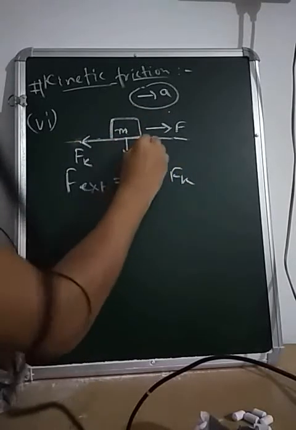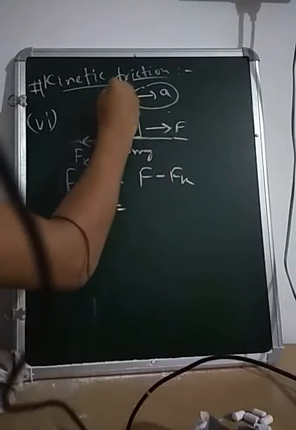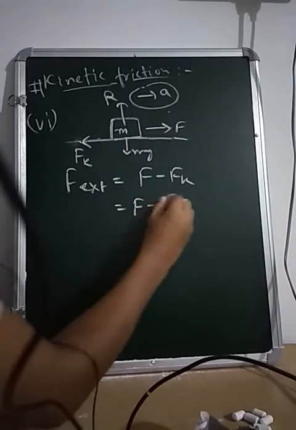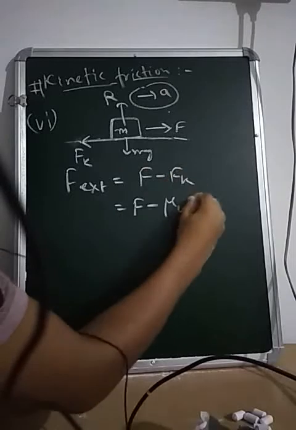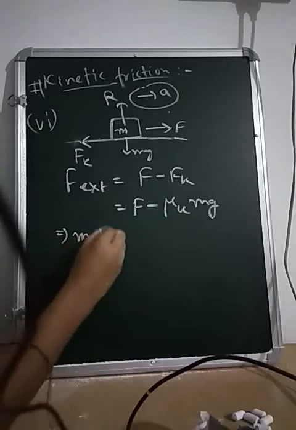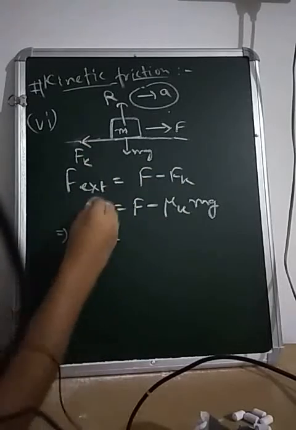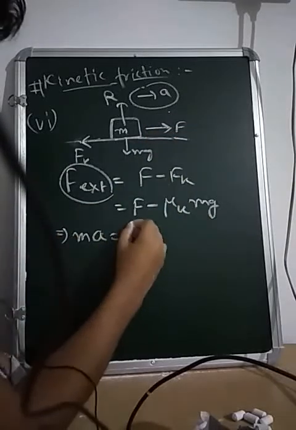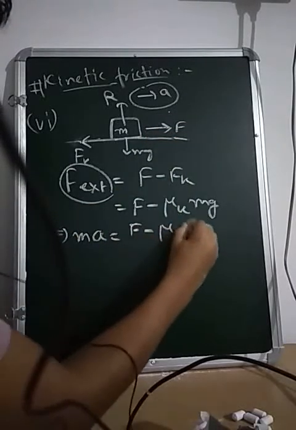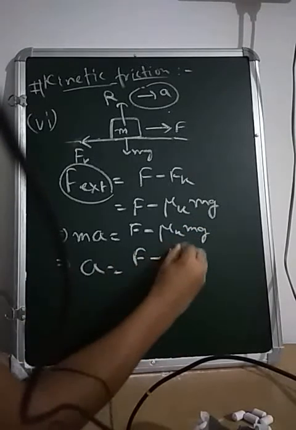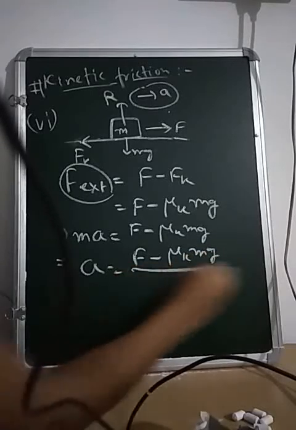This is the weight mg and this is the normal reaction R. So see, it is moving. What do we represent Fk as? Fk is equal to mu k into R, and R means mg, so Fk is mu k into mg. F external means m into a, which is the applied force minus the frictional force. So ma is equal to F minus mu k mg. So a will be F minus mu k mg, divided by m.